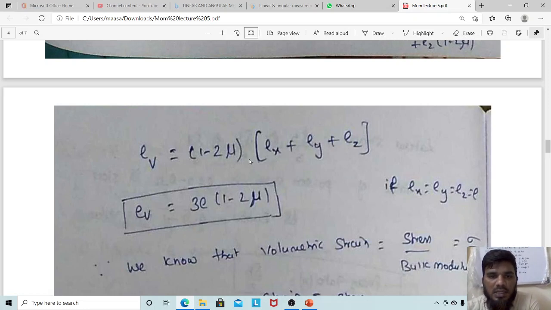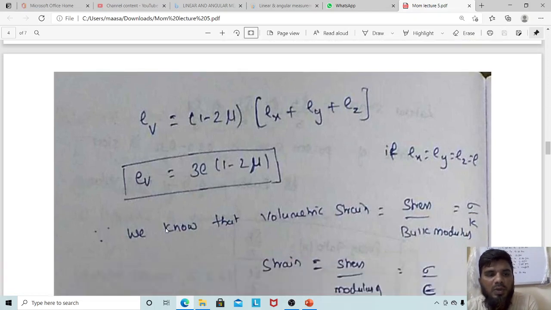If the load is the same, the strain is going to be equal in all directions. Now I am considering that I am applying the load along all the directions, equal forces. If the forces are equal, since the material is the same, the strain will also be the same. Now Ex is equal to Ey is equal to Ez is equal to E. Therefore, Ev is equal to 3E, because E plus E plus E, that is 3E of 1 minus 2 mu.